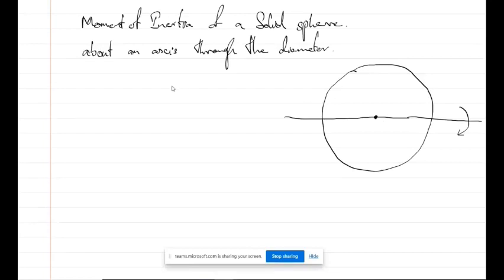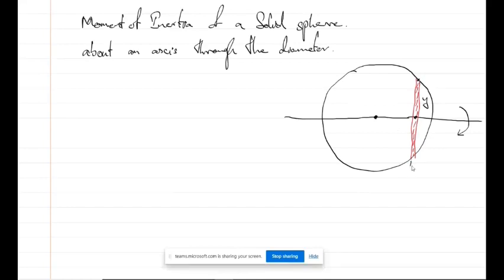For that, what we do is consider a slice on the sphere. You make a thin slice like this, and this slice will be a disc. You will get a disc if you slice a solid sphere like this. The radius of the disc, from this point to this point, I will call y.